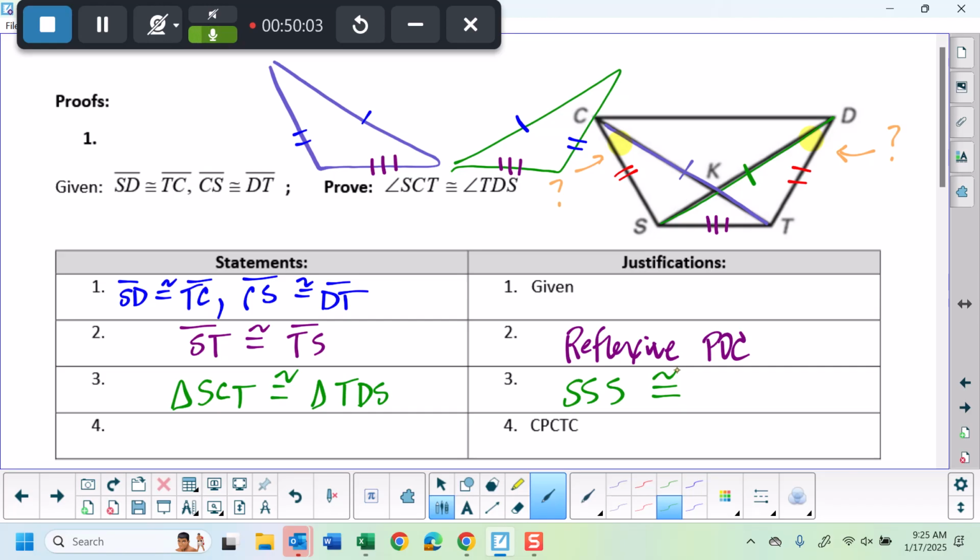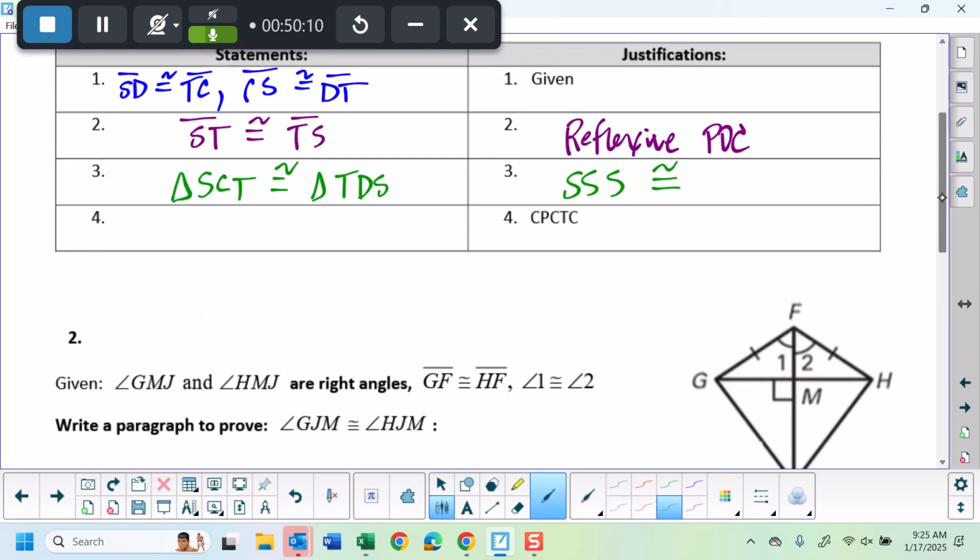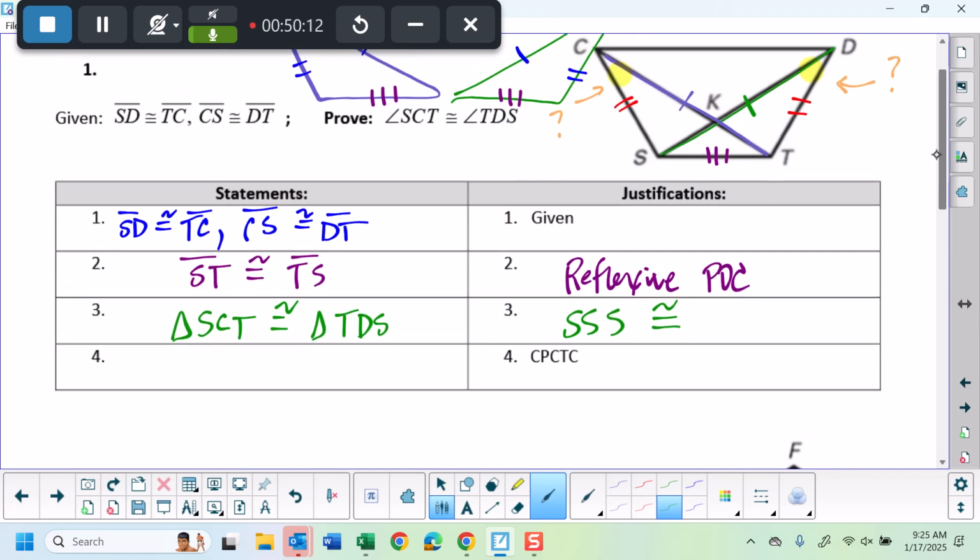Why do we care if they're congruent? Because if the triangles are congruent, then what I'm looking for is true. If I can prove those triangles congruent, then I can say that corresponding parts of congruent triangles are congruent. And that's going to give me angle SCT is congruent to angle TDS. Carefully look at lines 3 and 4. Same letters, different things I'm talking about. Do you see the difference between the angle and the triangle?